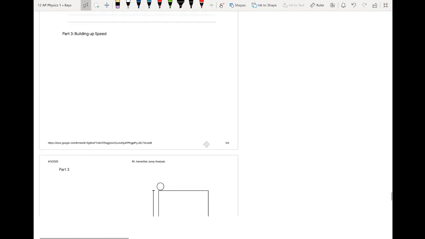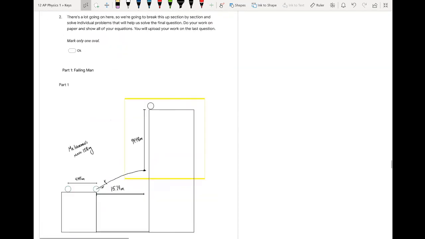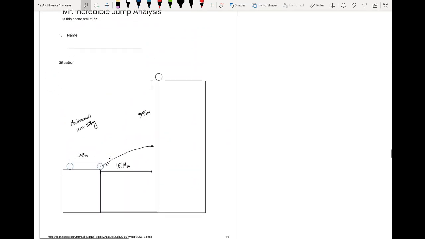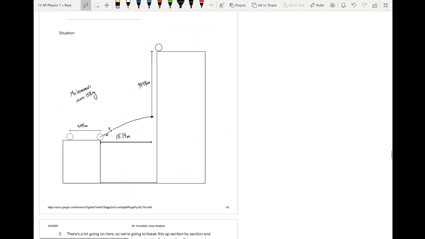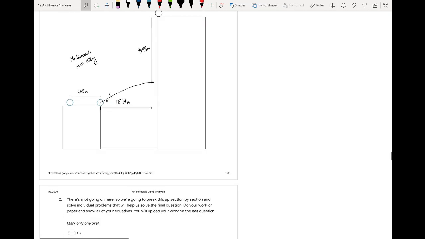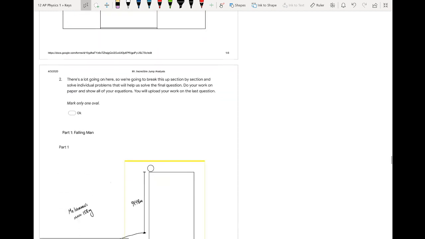Okay, so now we're looking at the Incredibles one. This one has a lot of steps to it, but hopefully it's not too bad. I think if you try to tackle each individual step all at one time, it would be a lot. But if you break it down, hopefully it's not the worst thing in the world. So we're going to break it down section by section.